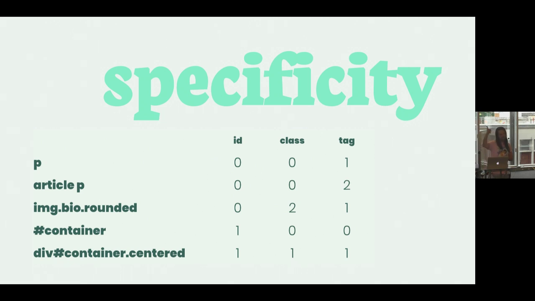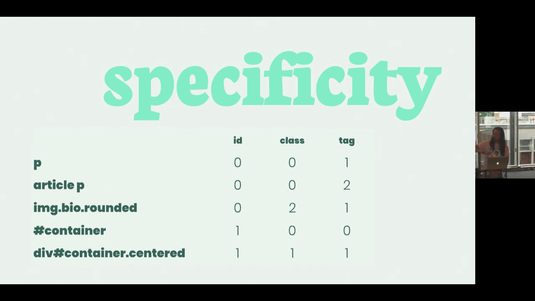How many IDs are in that selector? 0, right? How many classes are in that first selector? Again, 0. But there's one tag, and so we'll give this a specificity of 0, 0, 1. Okay? Now we have one specificity, great.